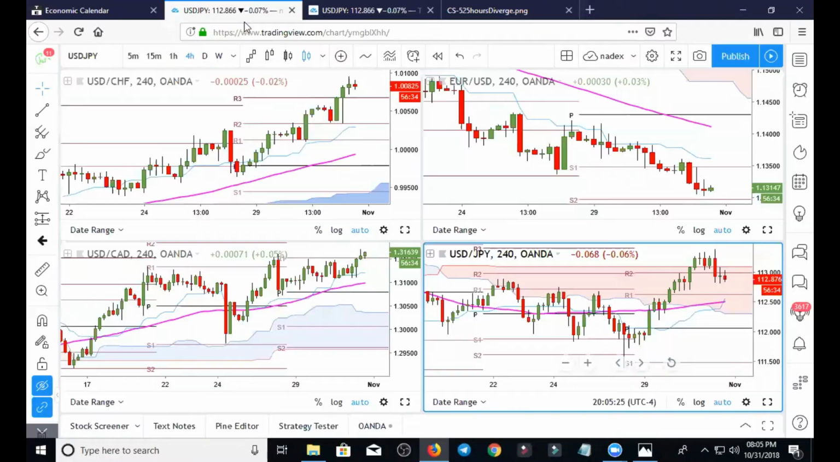So let's get into the terminal. We have my four horsemen: US dollar Swiss franc, euro, US dollar CAD, and US dollar JPY. Let's start from left to right and from the bottom to the top. So we have US dollar CAD. Let's blow that up.